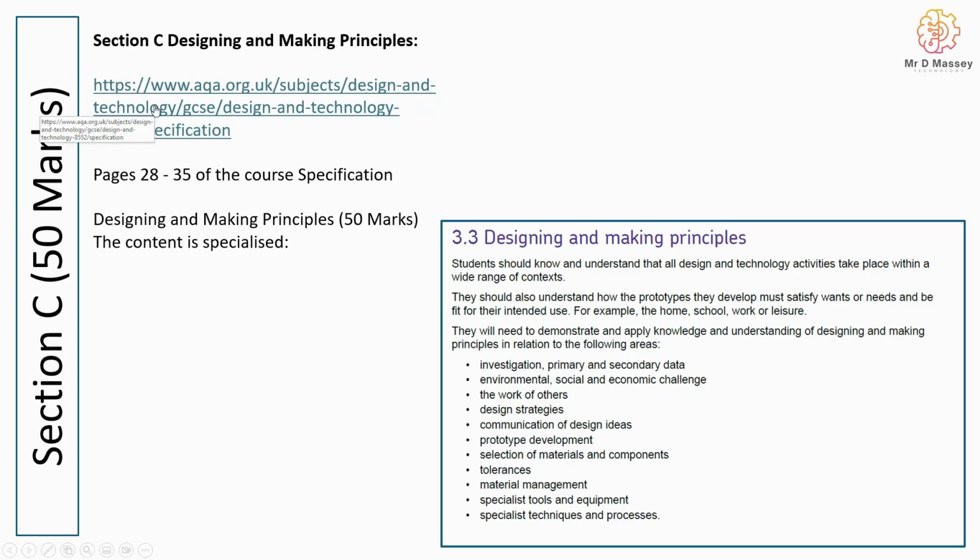Again, if you look at the course specification, it's pages 28 to 35, and there's another screenshot of that section. So this is like an overview, and each of these bullet points on here will have a bit more of a detailed description within the course specification. We're just going to have a look at some topics that often come up on the section C of the exam. Can't guarantee they'll definitely come up this year, but they have come up previously quite consistently.